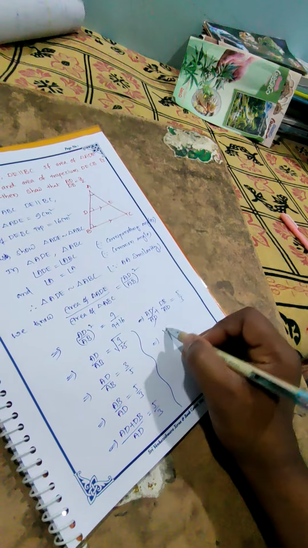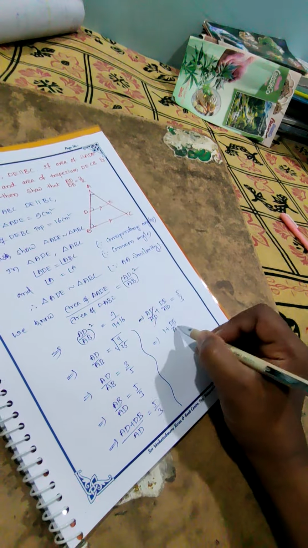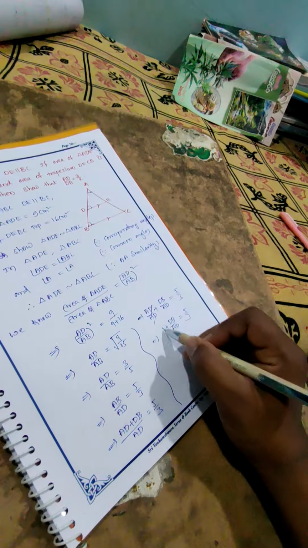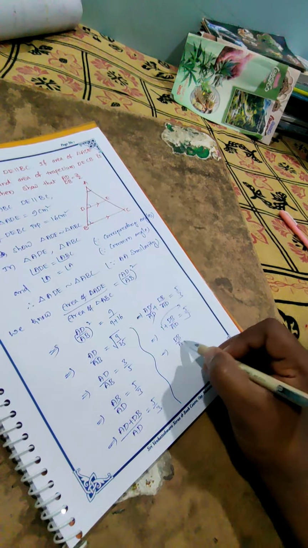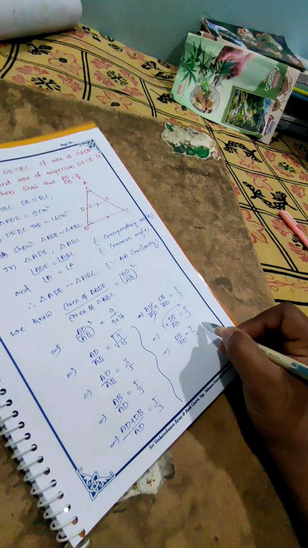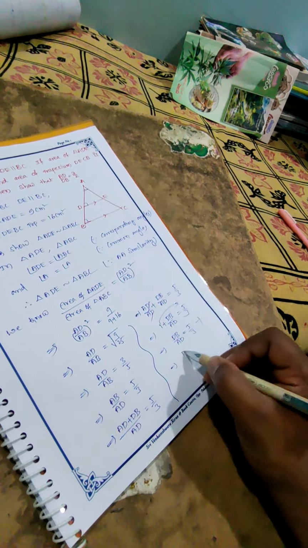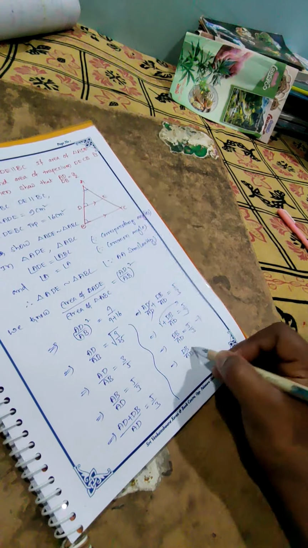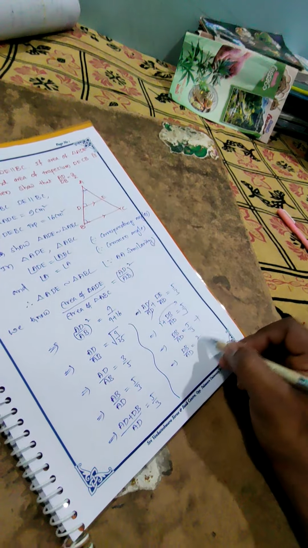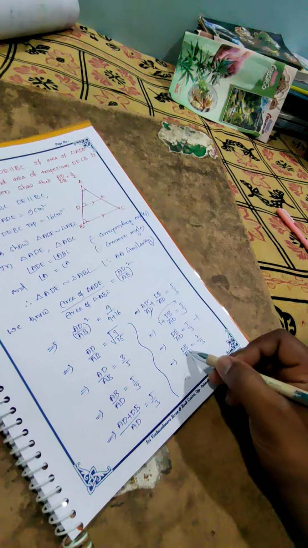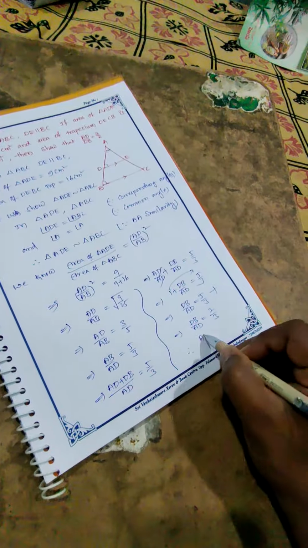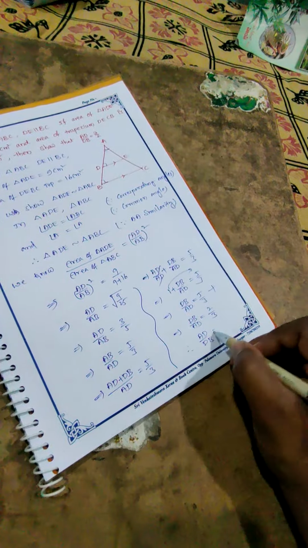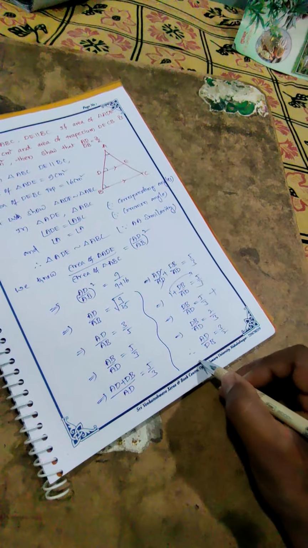AD cancels. 1 plus DB by AD is equal to 5 by 3. So we can transpose: DB by AD is equal to 5 by 3 minus 1. DB by AD we get 5 minus 3, 2 by 3. Therefore again we can use the invertendo rule: AD by DB is equal to 3 by 2, hence proved.